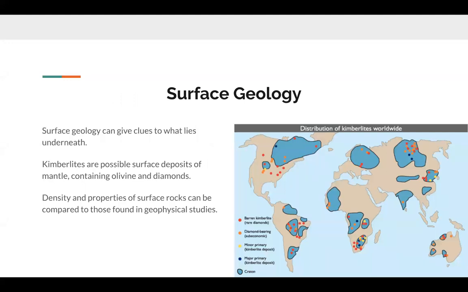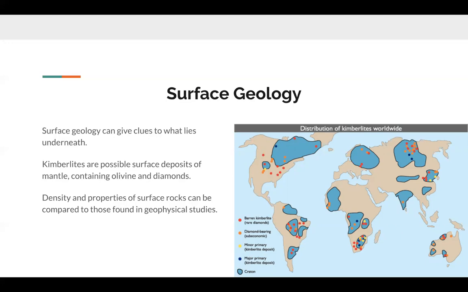The surface geology of the crust gives us many insights to what the composition of lower areas of the Earth could be. Rock properties recorded on the surface can be compared to the properties recorded by geophysical methods. There are many types of rock that can be recorded on the surface that can be seen at depth. One good example of this is kimberlites, which are believed to be composed of the same material as the mantle. They are geologic structures that formed from eruptions and are very rare.